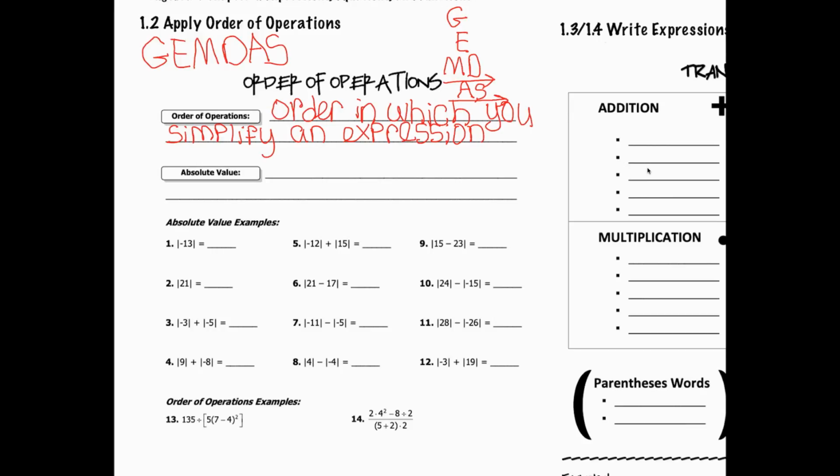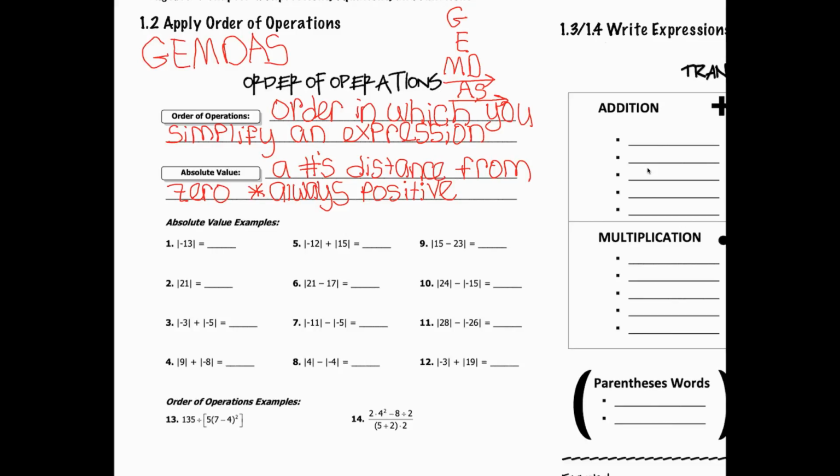And then absolute value is a number's distance from 0. So I'm just going to abbreviate with the number sign. And it is always going to be positive. And the reason for that is that distance is positive. So you're never going to say, I ran -2 miles today. It's always going to be positive.